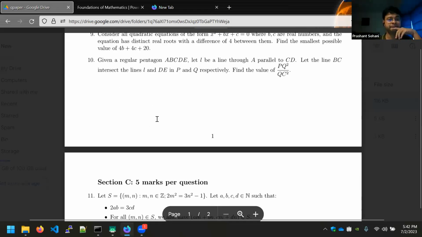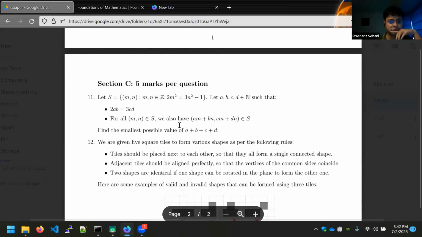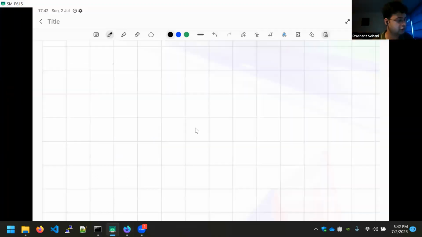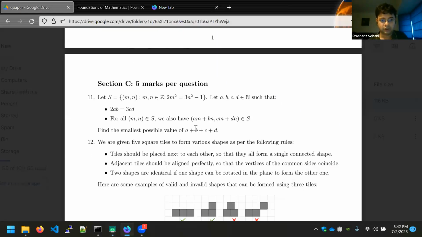So question 11. I had started to solve this question last time. Not sure if you remember the partial proof that we did. Basically, 2m² = 3n² - 1.